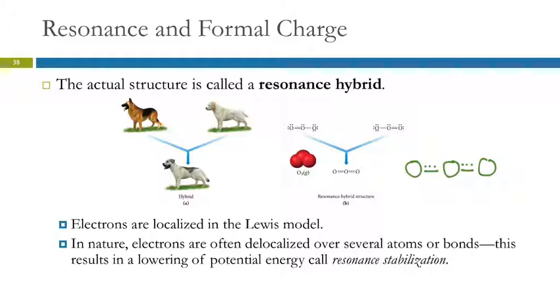So when those electrons are delocalized over several atoms or bonds, we get a lowered energy, lower potential energy, and that is called resonance stabilization. It's also an important concept in Octet.